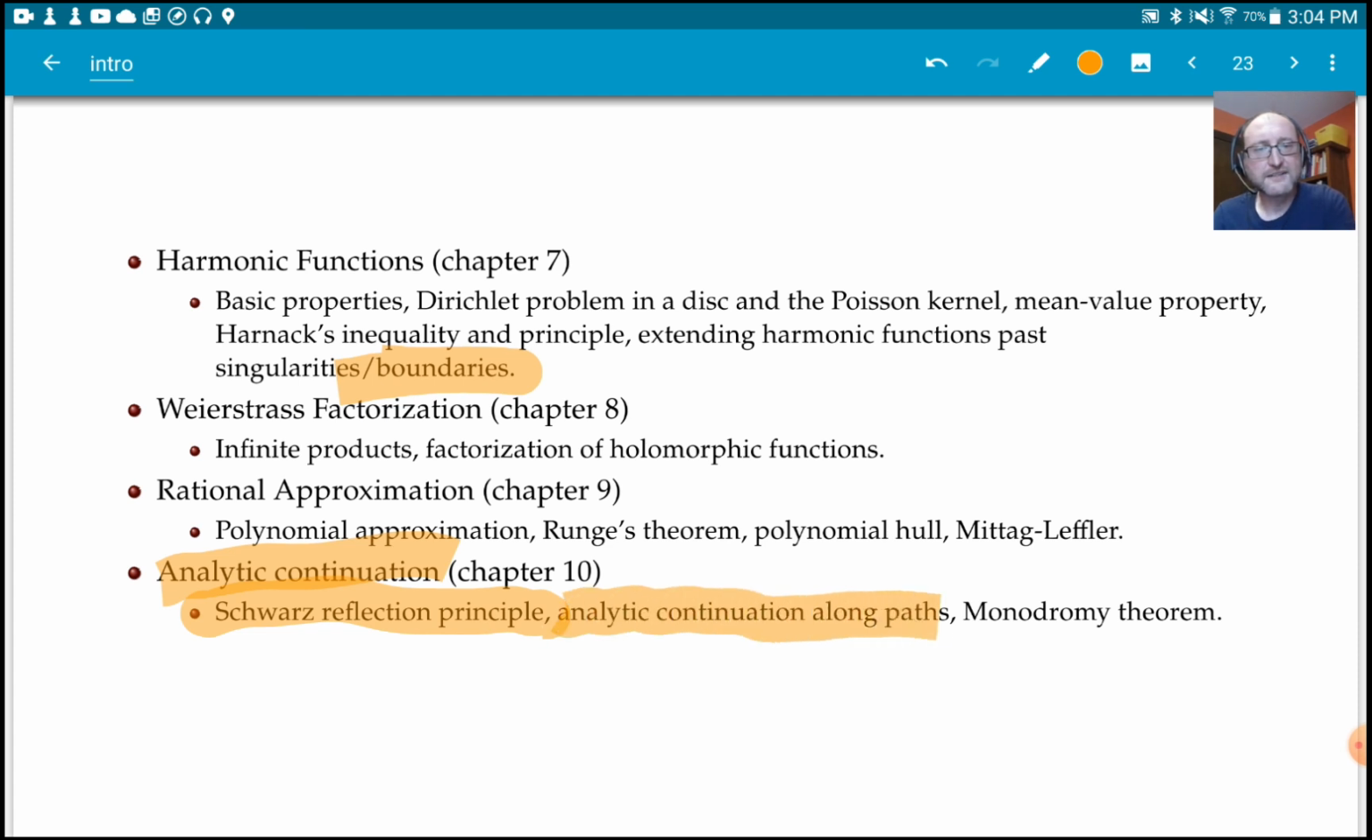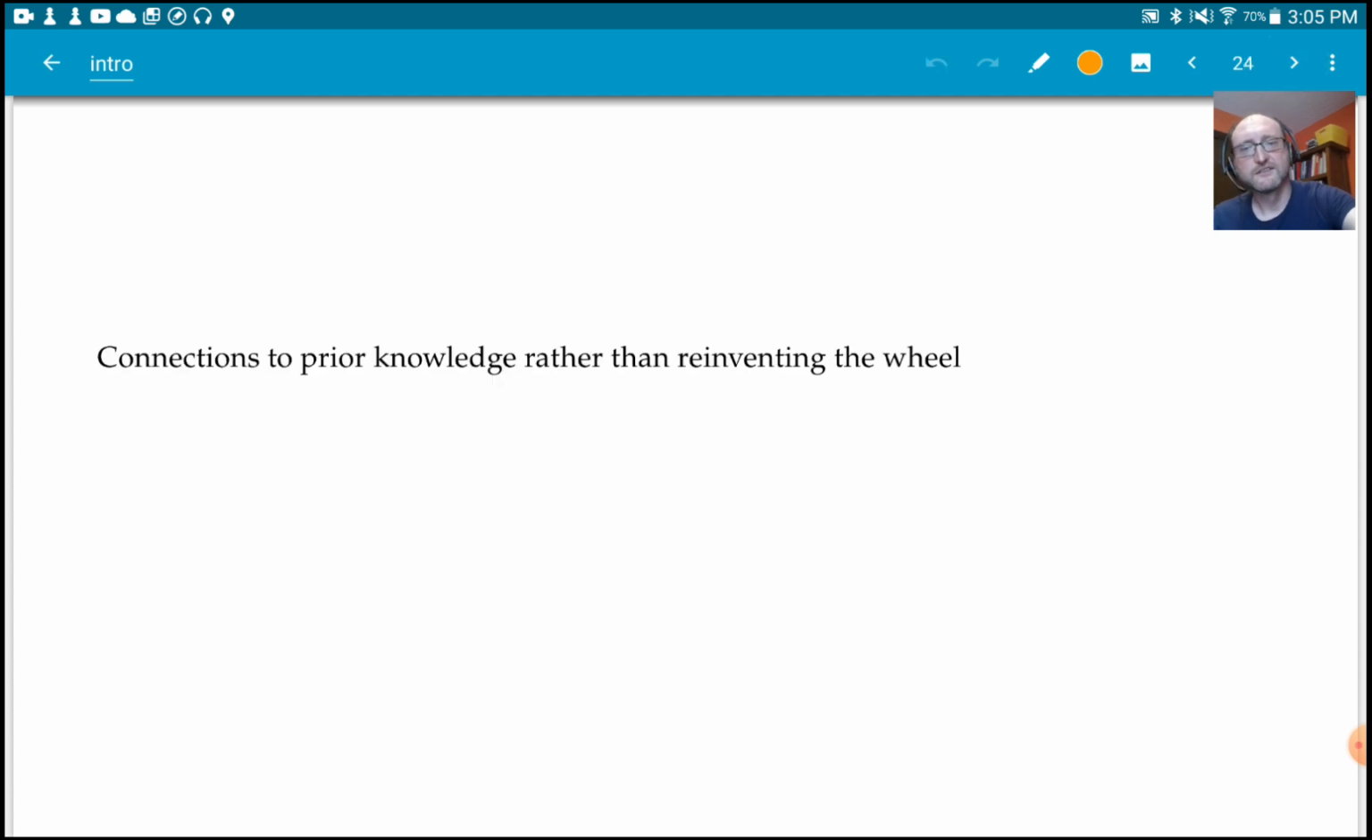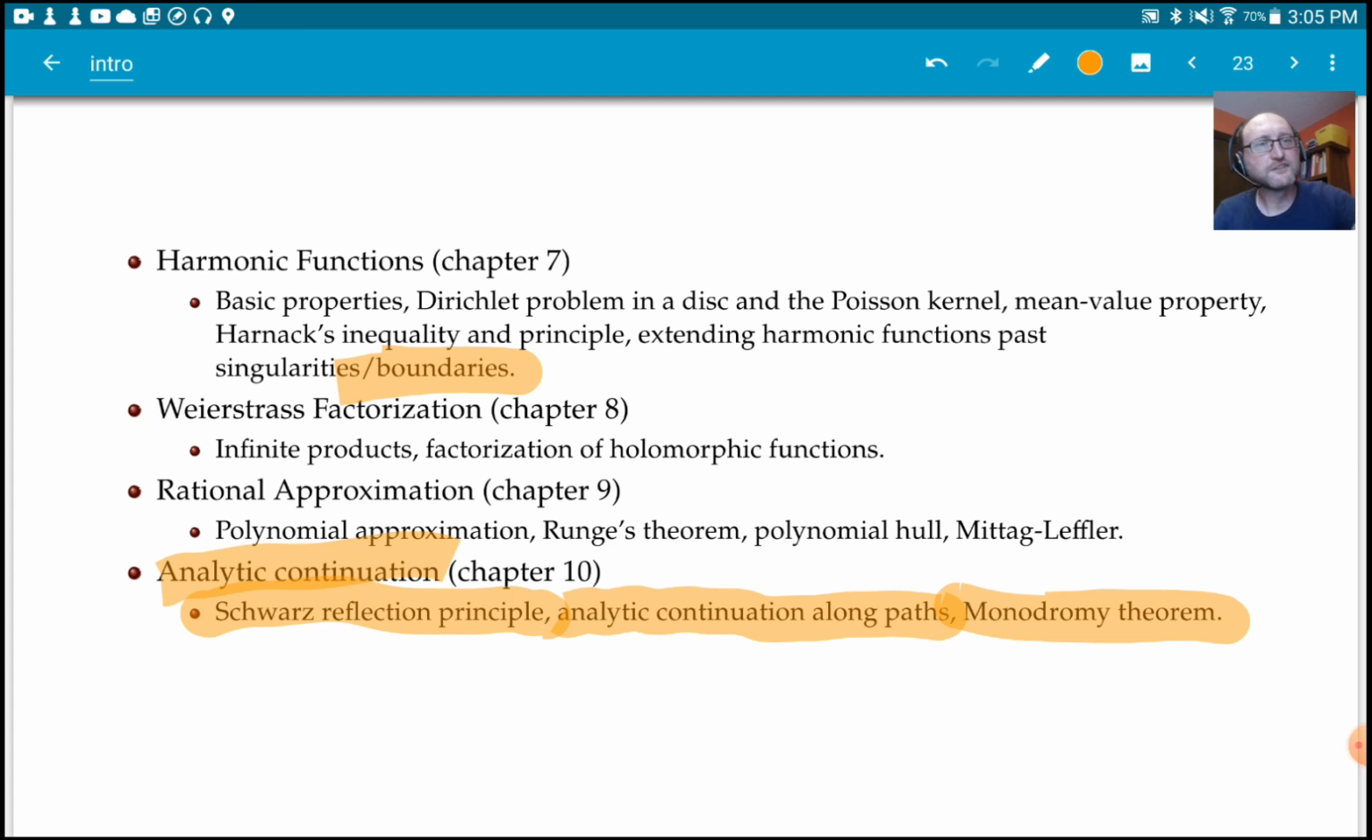You can also sometimes just continue along a path, which is how we maybe define the logarithm, and we'll really look at when that works to define actual functions. So it's looking at the monodromy theorem. All right, so that's basically the course.